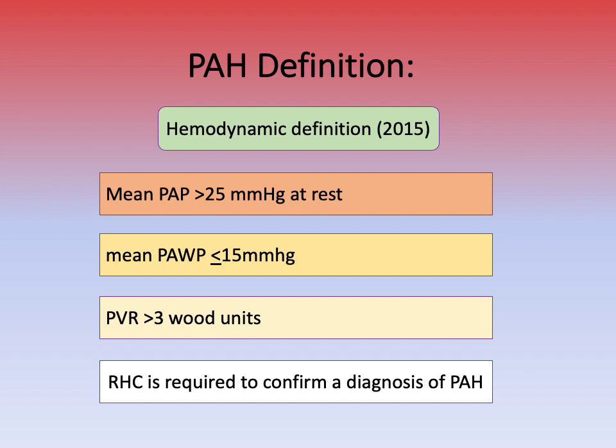Right heart catheterization is required to confirm a diagnosis of pulmonary arterial hypertension. As per 2015 ESC/ERS guidelines, PH is defined as a mean pulmonary artery pressure of more than 25 mmHg at rest, with a pulmonary arterial wedge pressure of less than 15 mmHg, and additional diagnostic criteria may include pulmonary vascular resistance of more than 3 Wood units.